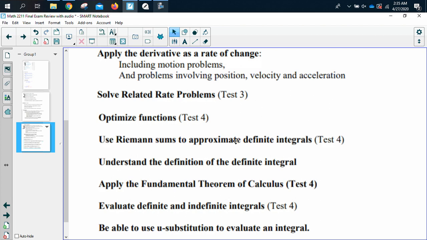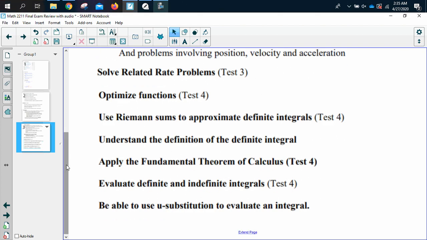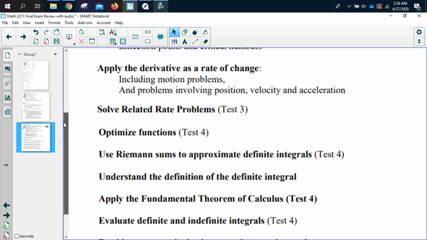Use Riemann sums to approximate definite integrals, that was test 4. Understand the definition of the definite integral, so that's talking about the limit definition. Apply the fundamental theorem of calculus, that was test 4. Evaluate definite and indefinite integrals, that was test 4, and be able to use substitution to evaluate an integral.